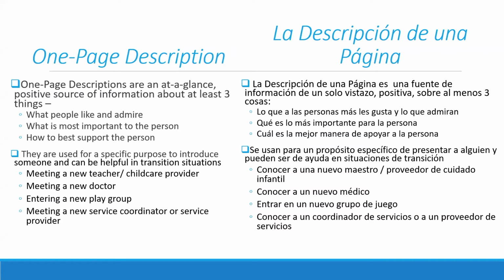Because your child is young, they're not able to create their own, so they're going to rely on you and the people in their lives to create this one-page description to introduce themselves to others. The one-page description can be used for a specific purpose. As I said, it can be used to meet a new teacher, a new childcare provider, or a new doctor. It can be used when you enter a new play group, or when you meet a new service coordinator. As you transition out of early start, you're going to be meeting a new service coordinator, so this would be a great tool to use to introduce yourself and your child to the new service coordinator.